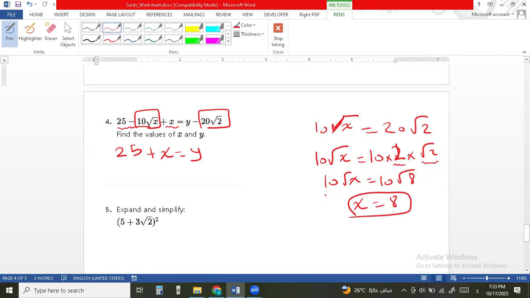Found that x is 8? Yes, but I haven't found y yet. So 25 plus 8 equals y. Y is simply 33.